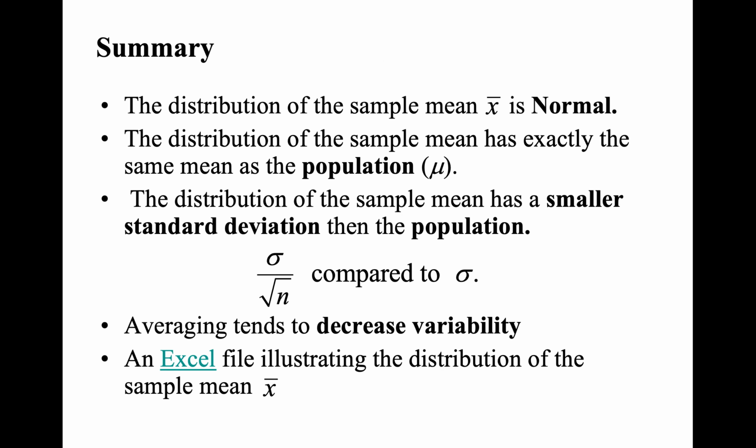So the summary: the distribution of the sample mean X bar is normal, and it has exactly the same mean as the population. The distribution of the sample mean has a smaller standard deviation than the population, and averaging tends to decrease variability. The external file illustrates the distribution of the sample mean.